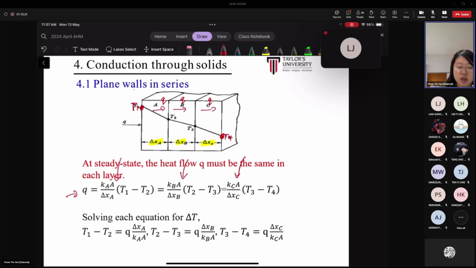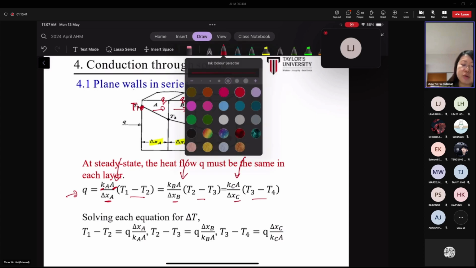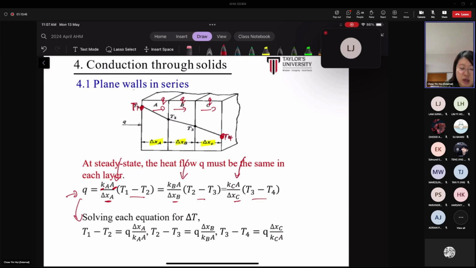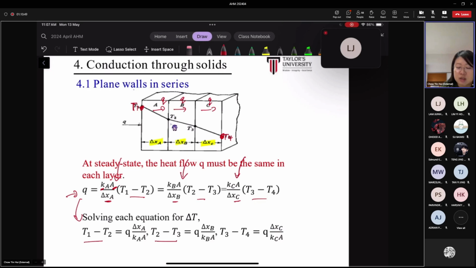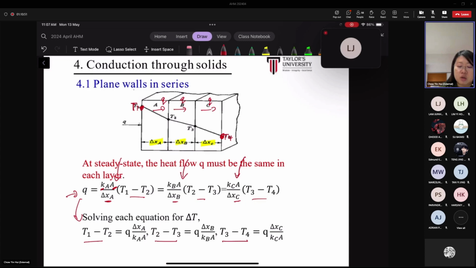So expressing the rate equation, in general it is the thermal conductivity multiplied by the cross-sectional area, divided by the thickness of each material, then multiplied by the driving force across each slab, the temperature difference. If we rearrange it as T1 minus T2, T2 minus T3, and T3 minus T4, similarly the equation has the form of the rate of heat transfer multiplied by the thickness divided by the product of the thermal conductivity and area.